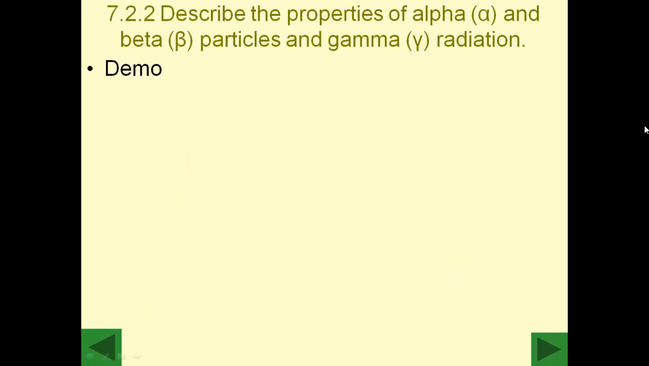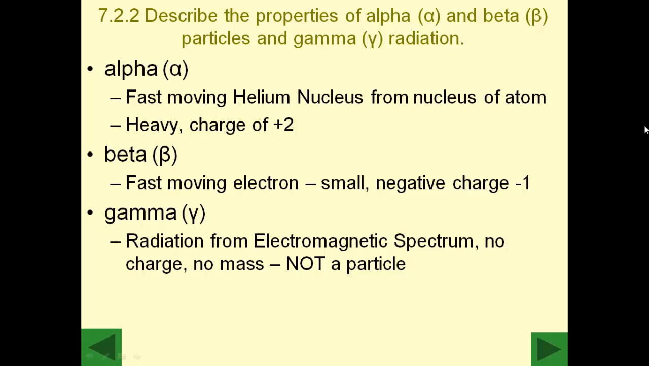Describe the properties of alpha and beta particles and gamma radiation. An alpha particle is a fast-moving helium nucleus which comes from the nucleus of an atom. It's heavy, it's very highly ionizing and has a charge of +2. A beta particle is a fast-moving electron, is small, with a negative charge. Gamma is radiation from the electromagnetic spectrum. It has no charge and it has no mass and is not considered a particle.